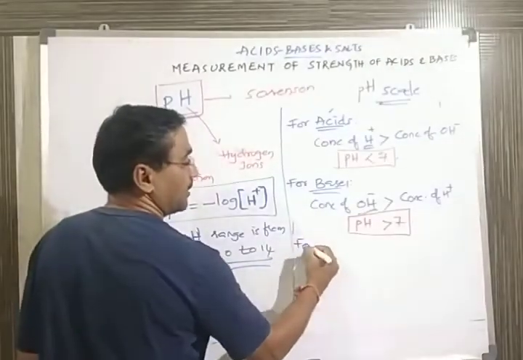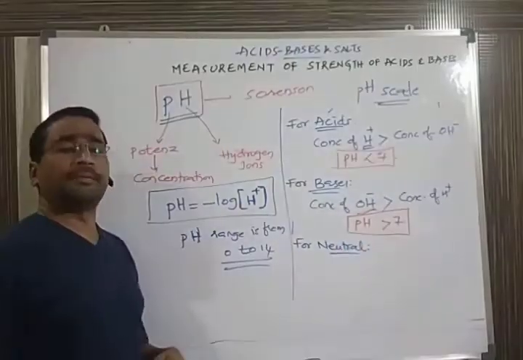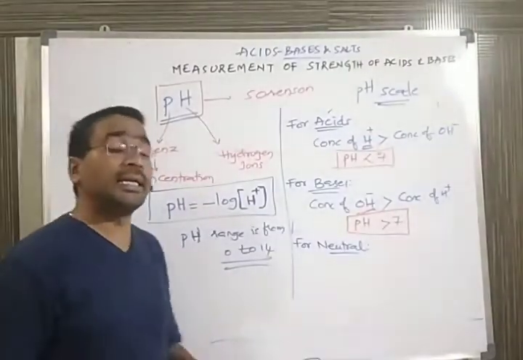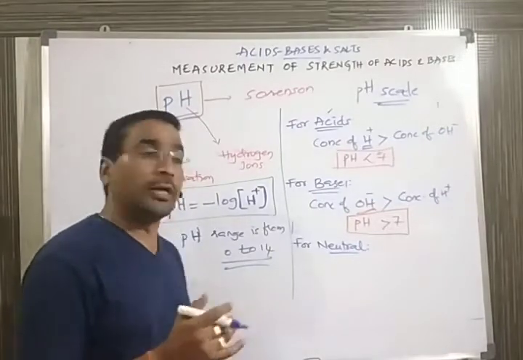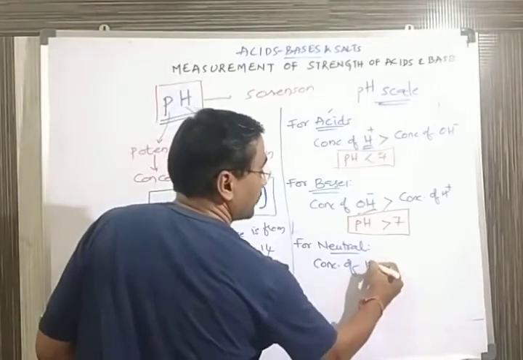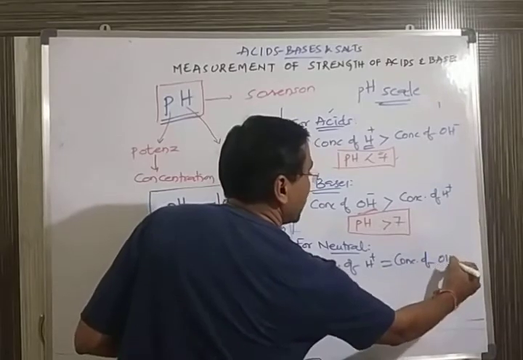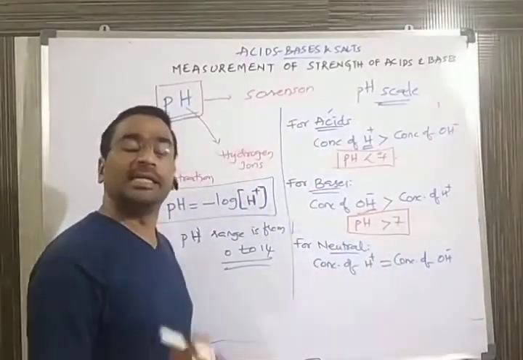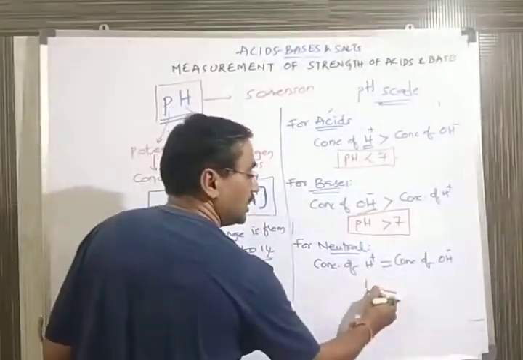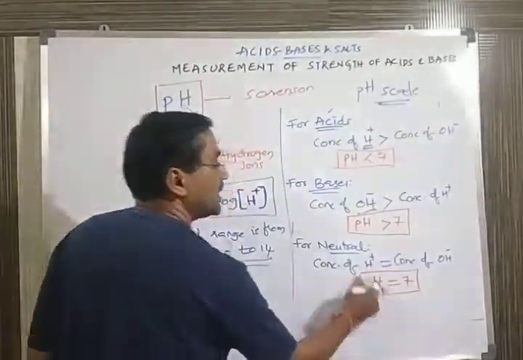The third one is the neutral solution. There are some substances which are neither acids nor bases. For any neutral solution, the concentration of H plus ion is equal to the concentration of OH minus ion. Then it is called neutral, and for that situation the pH value will be equal to 7.